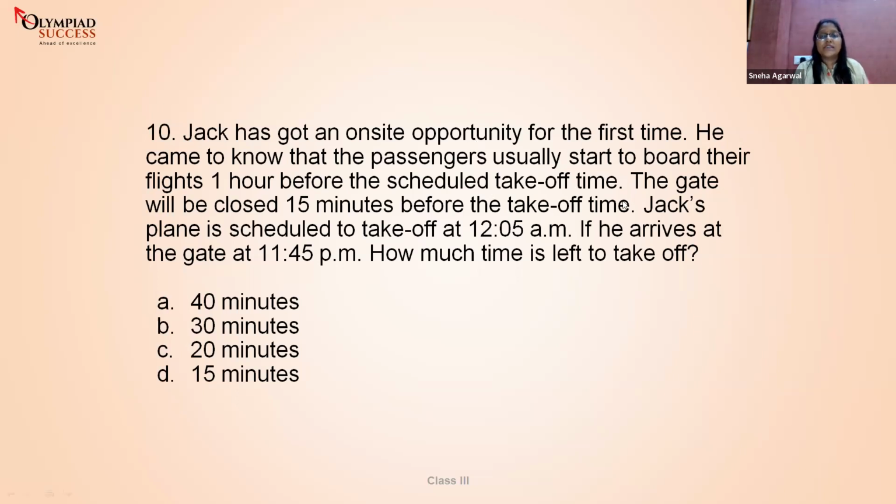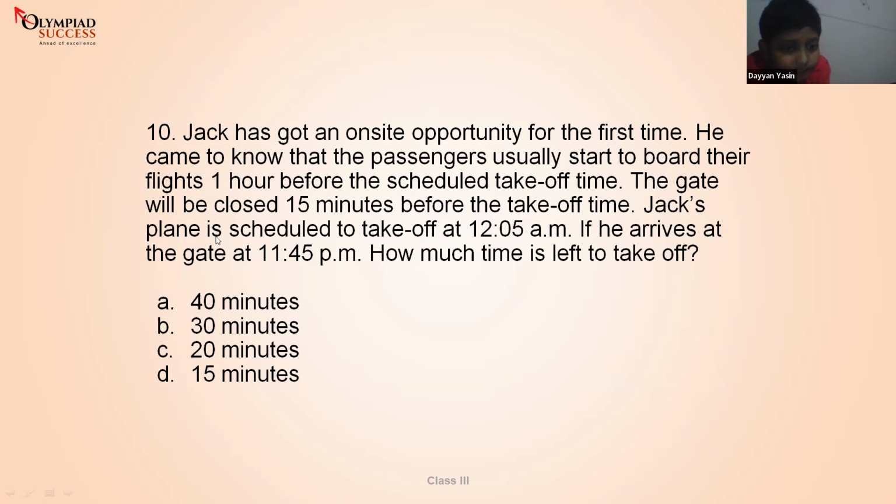Jack has got an on-site opportunity for the first time. He came to know that the passengers usually start to board their flights 1 hour before the scheduled takeoff time. The gate will be closed 15 minutes before the takeoff time. So, whenever you are going to the airport, this generally happens that the boarding time is always 1 hour before. Here also, what they are telling you is that the passengers start boarding 1 hour before, and the gate will be closed 15 minutes before the takeoff time.